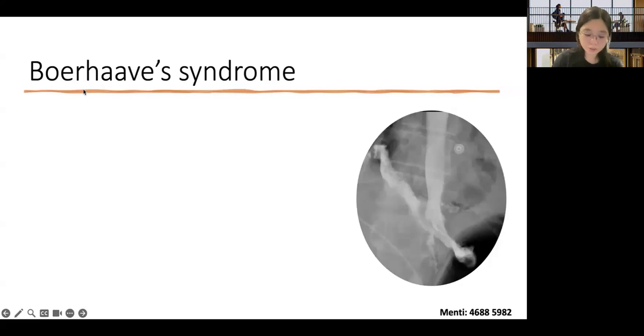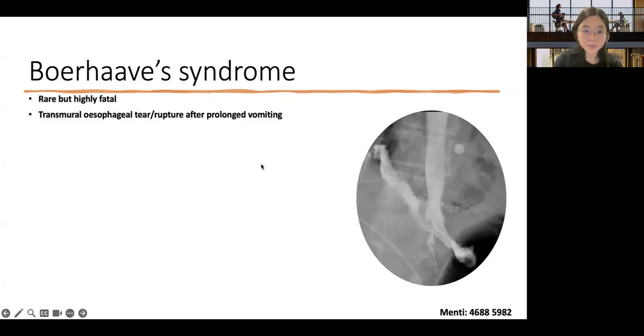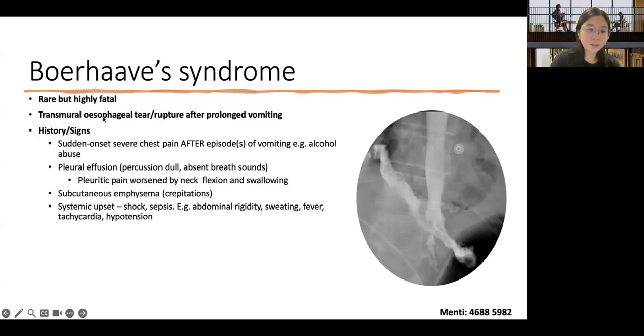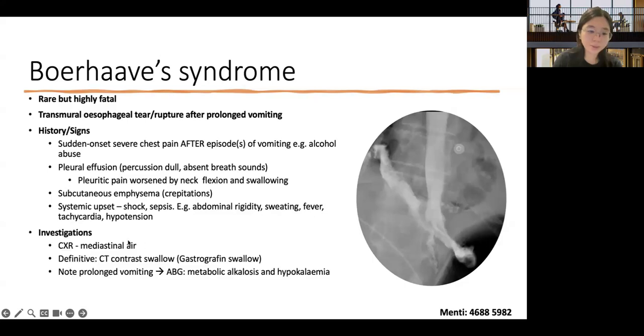So just to quickly go over Boerhaave syndrome, you can see here that this is the esophagus and it has ruptured, causing the contrast to just go everywhere else. This is a rare but highly fatal transmural esophageal tear, usually after prolonged vomiting. So they would have something suggesting vomiting in the history, and these are some things that can happen as a complication of the esophageal rupture.